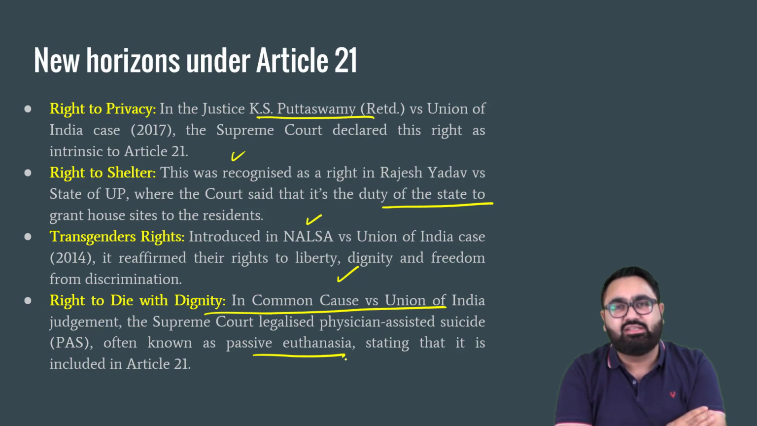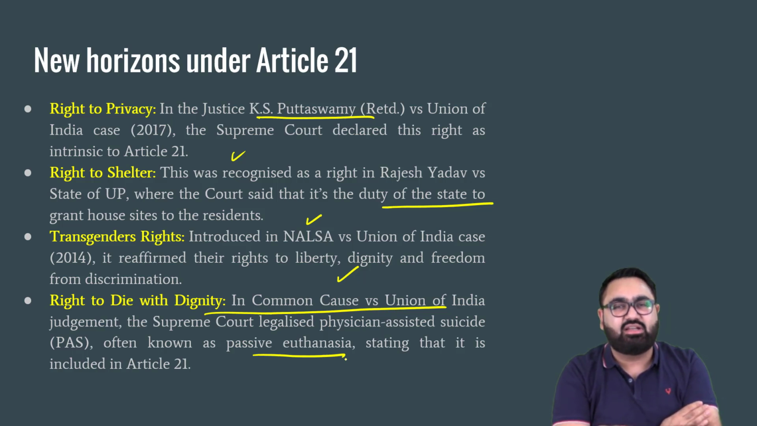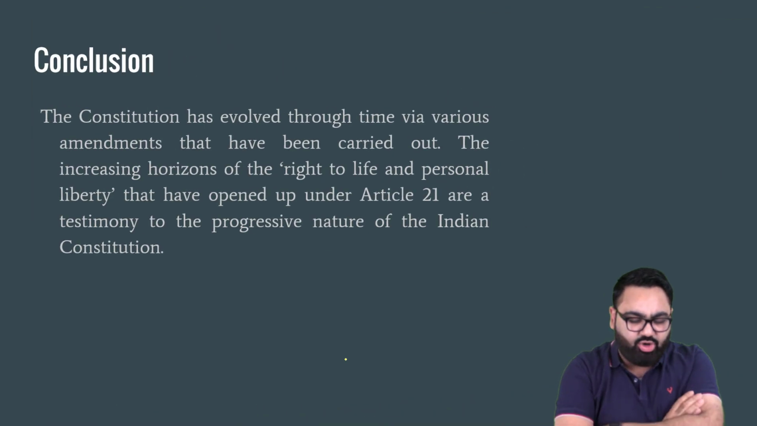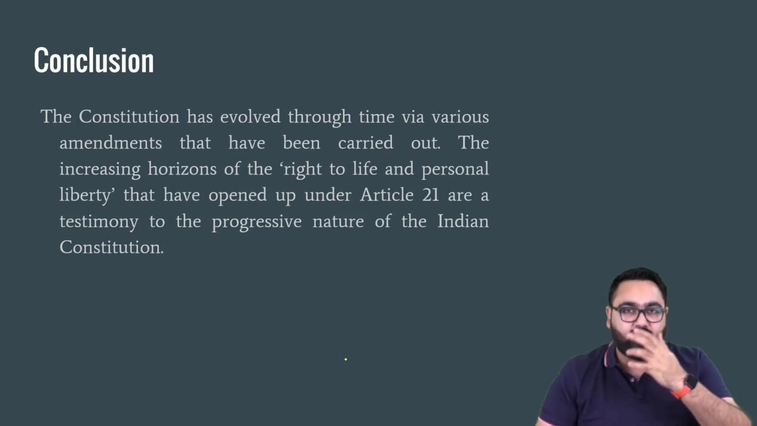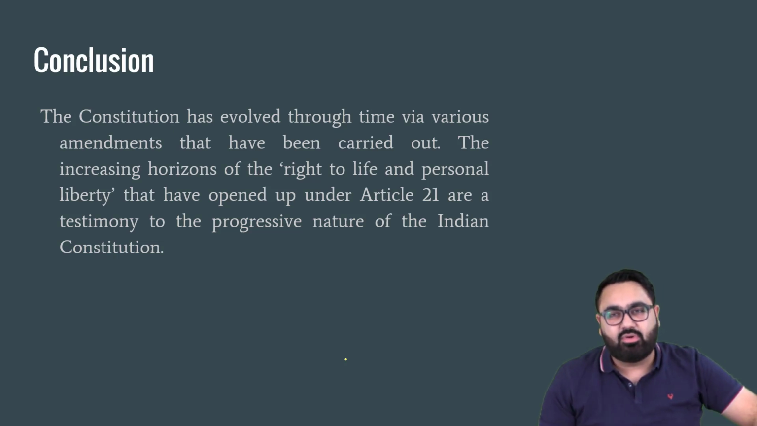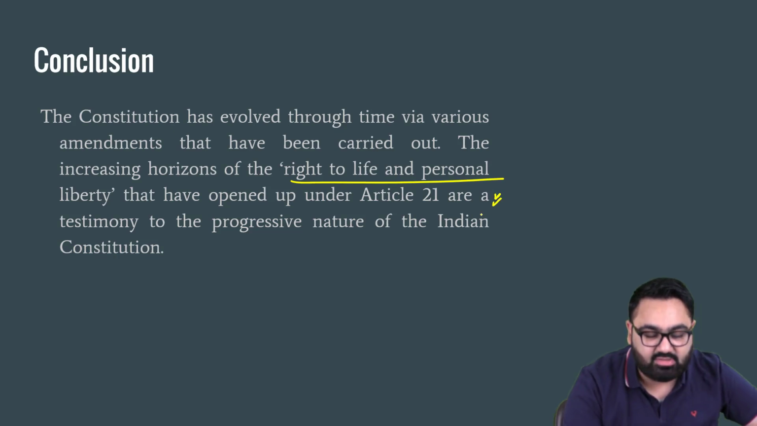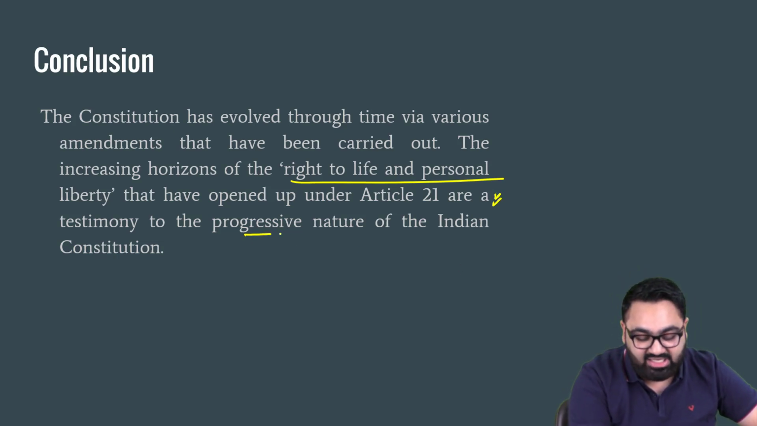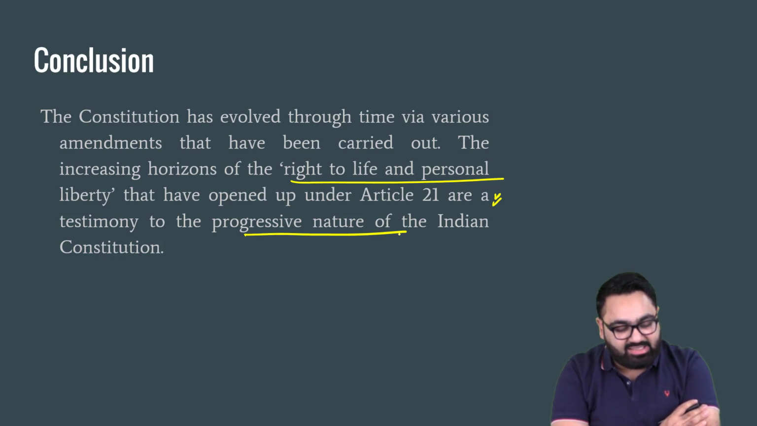Again, these are not the only examples that you can give. If you have other examples, feel free to give them, but this is an indication of what you have to write in this particular answer. You can then conclude it by giving a summarized version of what we have studied: that the Constitution and the Supreme Court have expanded the horizons of right to life and personal liberty, thus underlining the fact that India is blessed with a progressive constitution that aims to fulfill the aspirations of the people. Something like this can be your concluding argument to finish this easy question.